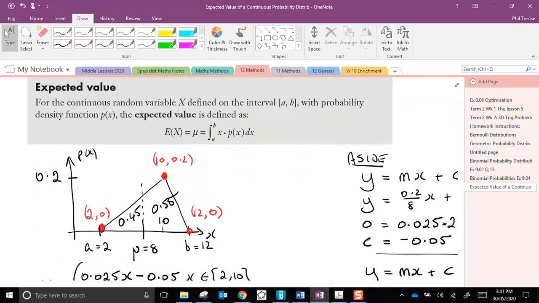but the mean value is always calculated by this formula. That's the main one to remember. If you use that each time, you'll be fine.